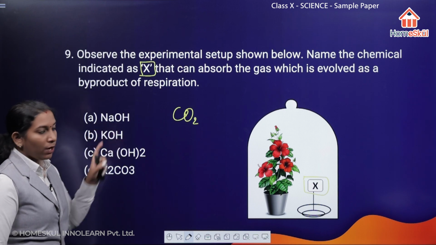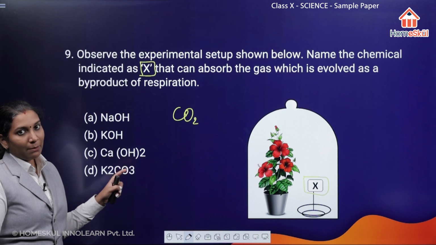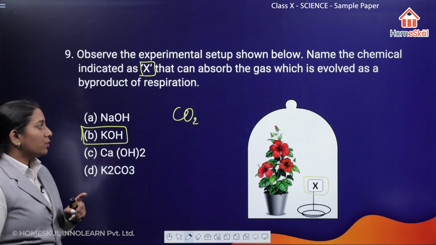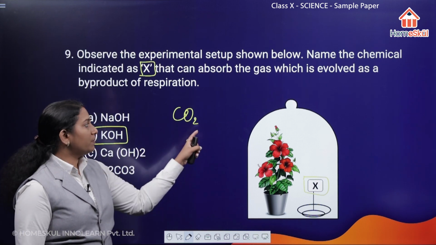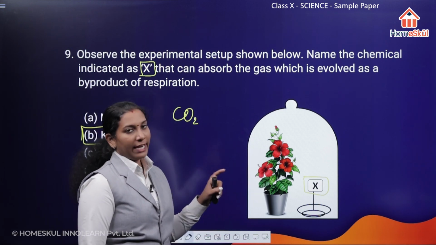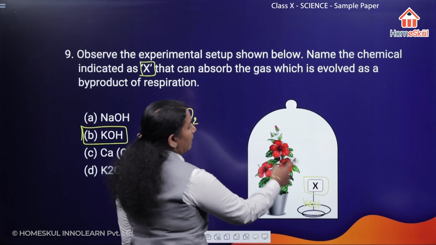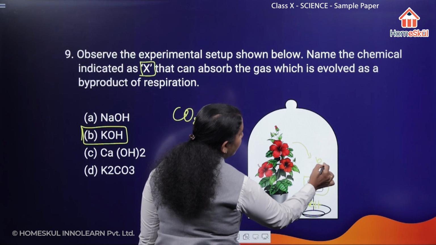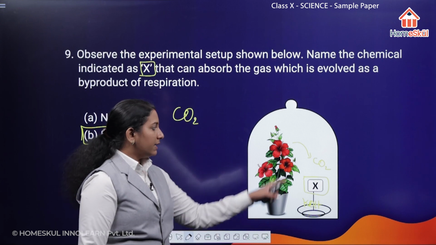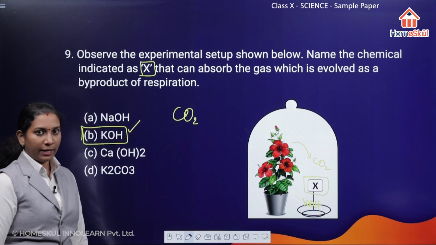Okay, so whether it is NaOH, KOH, Ca(OH)2, then K2CO3. Which is that chemical? Yes, it is the KOH, potassium hydroxide. So, from this experimental setup, you can identify that KOH is present here to absorb the gas that is being released from this plant, that is CO2. This can be absorbed by this chemical KOH. So, the answer is KOH, right?